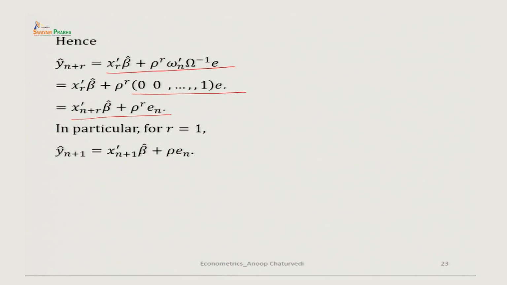And if in particular you have to make one period ahead forecast, that is r is equal to 1, then y hat n plus 1 is equal to x n plus 1 transpose beta hat plus rho E n.